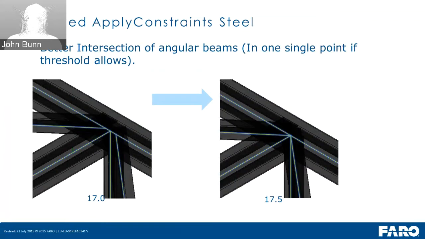As you can see on the right, they're going to meet up at that specific point. And all it needs is to be within a specific tolerance during apply constraints.